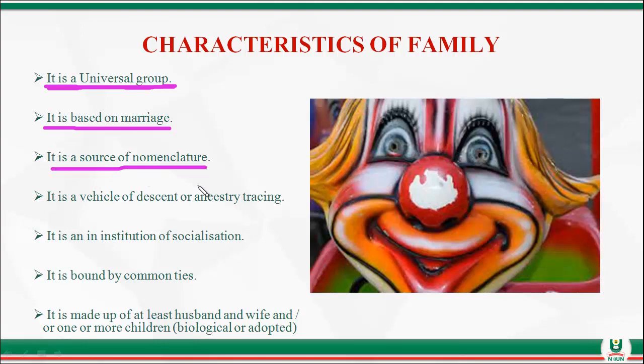Yes, it is through family that we are given names, that our names are also preserved, and so it is a source of nomenclature. It is a vehicle of descent and ancestry tracing. It is through family that we get to know our grandparents, our great grandparents, our ancestors. All right. So family has that characteristic that our descent or lineage or ancestry can be traced.